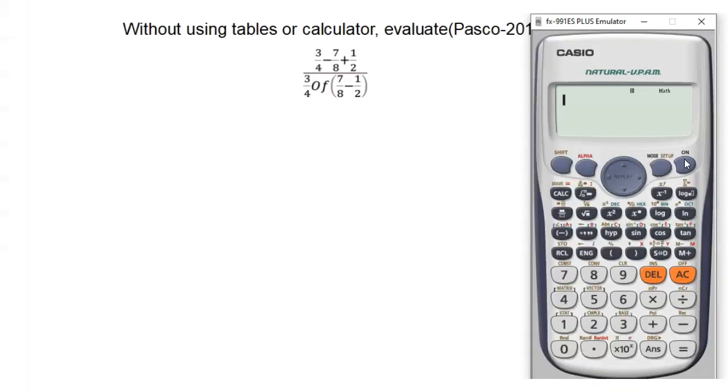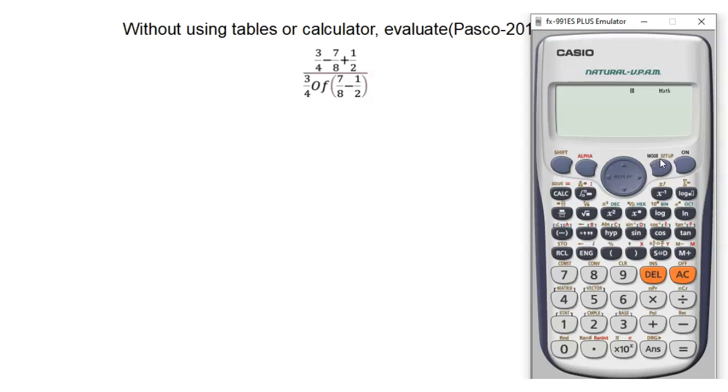Thank you, Ms. Boateng. Guys, today, as Ms. Boateng said, we're going to look at how we are able to use the Fx-991 calculator to effectively evaluate fractions, which is objective and the written part of it.